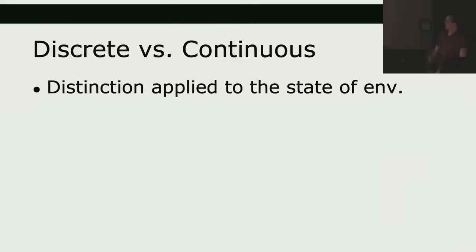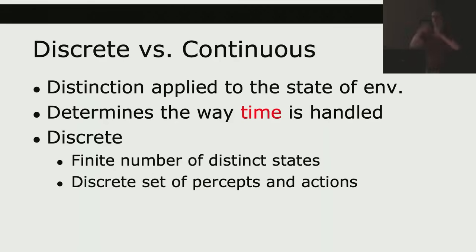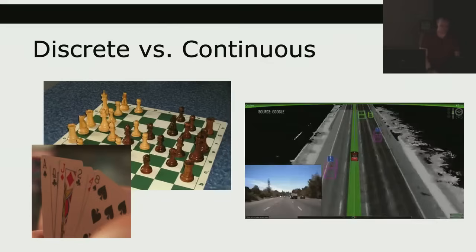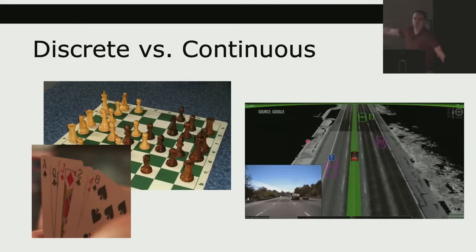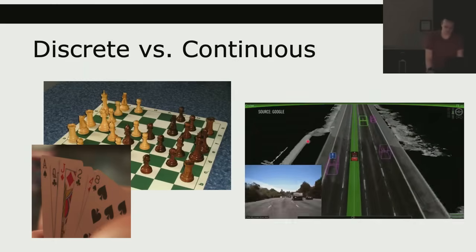This is applied to the state of the environment. It determines the way time is handled. Discrete, basically, in your lifetime, you're probably only ever going to be dealing with discrete problems. Finite number of distinct states, discrete sets of percepts and actions. Continuous would mean like continuous time, continuous actions, like a real-world problem. But in order to solve a continuous problem, because we're using discrete computers, we actually need to translate continuous problems into discrete problems. So again, discrete problems are all the things we've talked about, but an actual problem that is continuous would be something like a self-driving car, but we do need to chop it up into discrete states in order to apply computation to it.